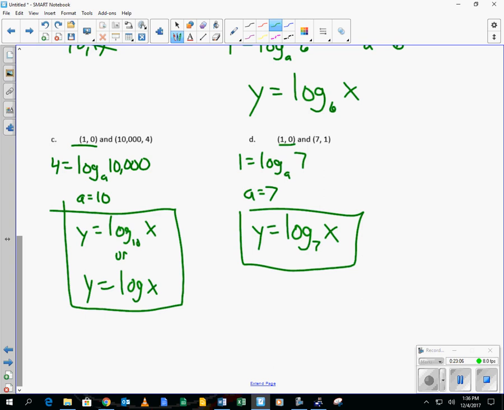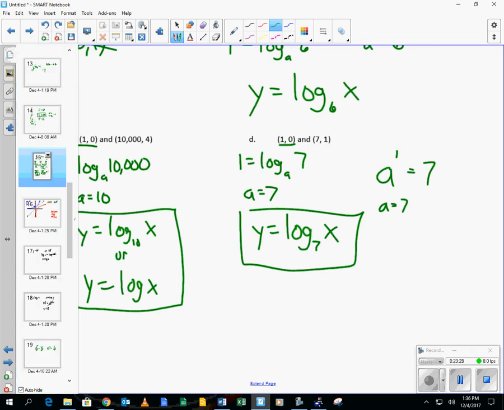What's that? Oh, how do we get 7? So this means what number do you take to the first power to get 7? What number do we take to the first power to get 7? 7. All right, flip it over. Last part.